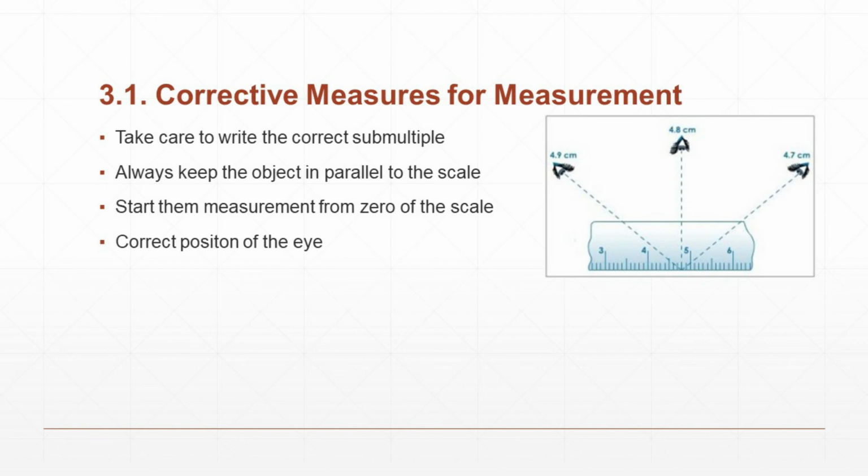Parallax is a displacement or difference in the apparent position of an object viewed along two different lines of sight. These two different lines of sight will give some parallax error. Correct position of the eye is also important for taking measurement. Your eye must be vertically above the point where the measurement has to be taken. These are the corrective measures for measurement.